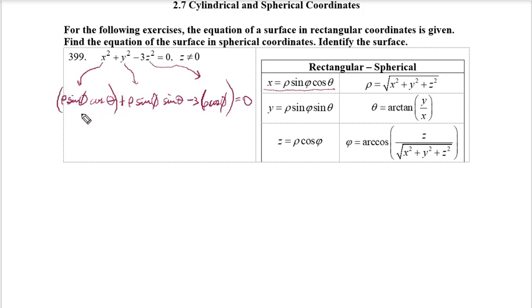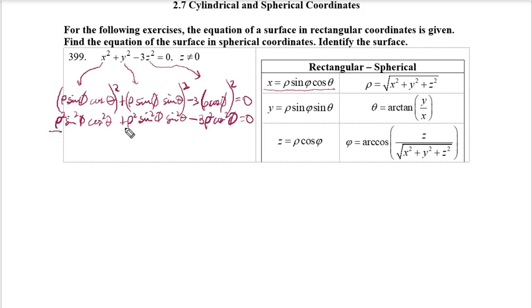Now that is not a very good form to leave it in, so let's see what we can do. So there's what we need to do. When we square this x, we'll have rho squared sine squared phi cosine squared theta. And here we'll have rho squared sine squared phi sine squared theta. And here we'll have a 3 rho squared cosine squared phi.